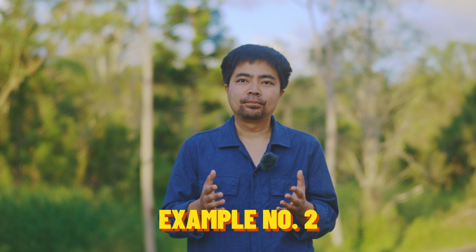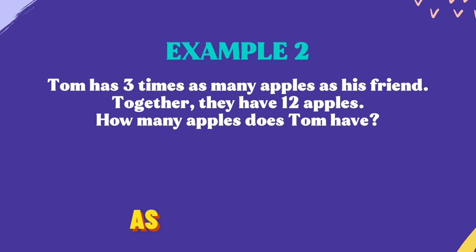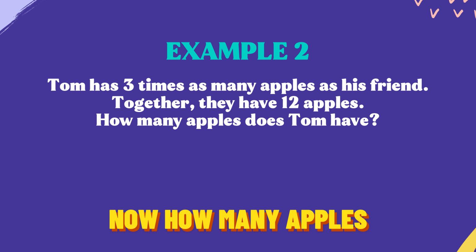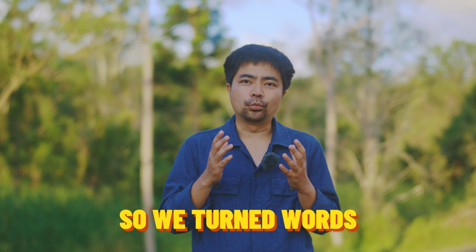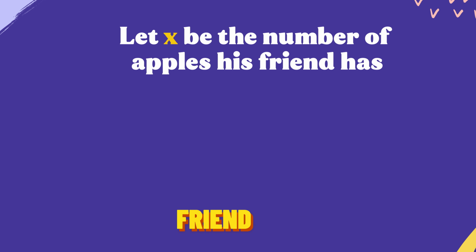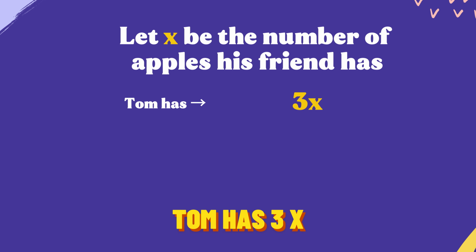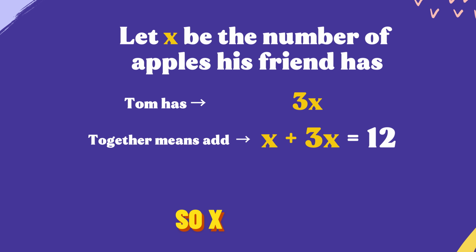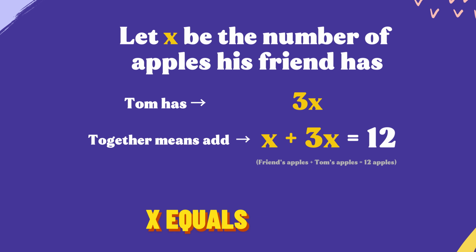Let's have another example. Example number 2. Tom has 3 times as many apples as his friend. Together, they have 12 apples. Now how many apples does Tom have? So we turn words into math. Let x be the number of apples his friend has. Tom has 3x. Together means add, so x plus 3x equals 12.